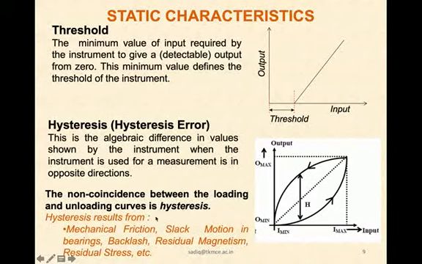There are many reasons for hysteresis. It can be because of mechanical friction, it can be slack motion in bearings, backlash, residual magnetism, residual stress, etc. These are a few of the reasons for hysteresis happening in measurement instruments.